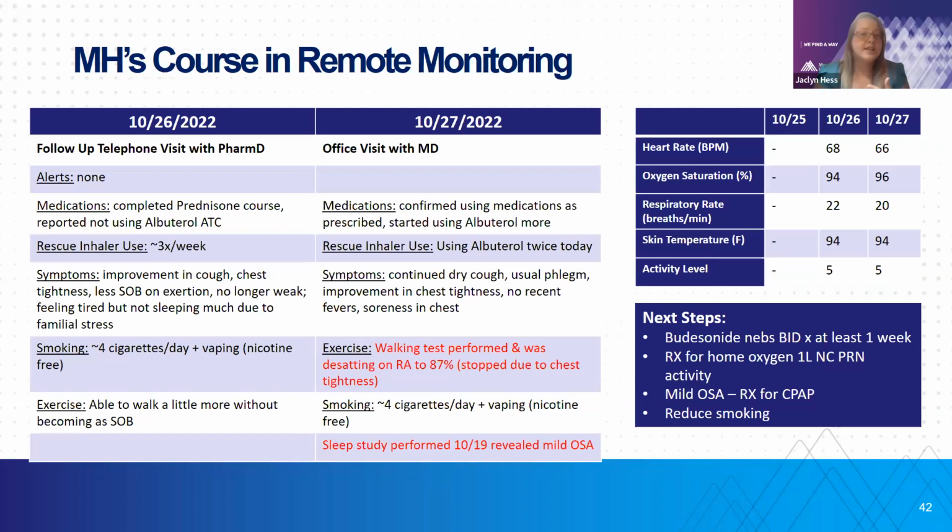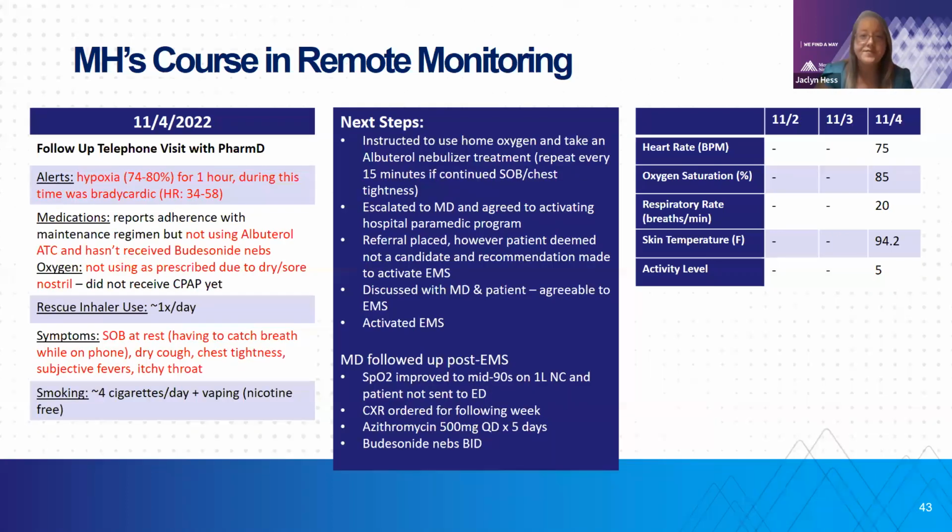So as for next steps, she was prescribed budesonide nebulizers twice a day for at least a week with follow-up from me a week later. And then she was also started on 1 liter nasal cannula as needed for activity and prescribed CPAP. And then of course, educating to continue to reduce smoking.